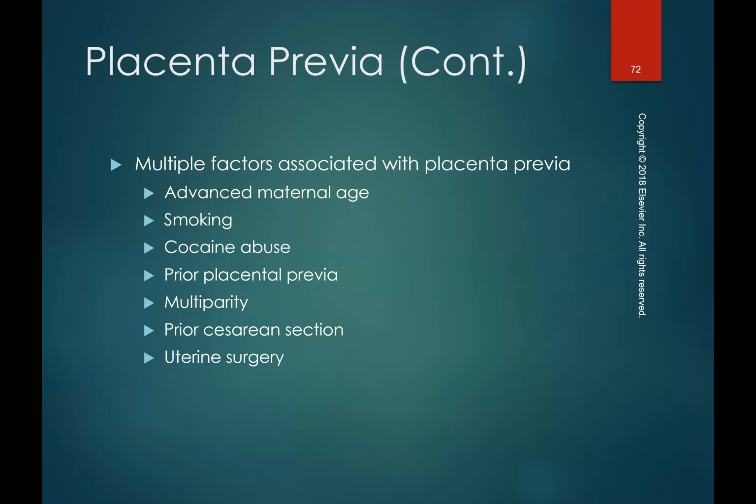Multiple factors are associated with placenta previa. If you're older than 35, which is advanced maternal age, you have a higher risk of having a placenta previa. Smoking, cocaine abuse, and prior placenta previas also increase risk. If you already had one, you have a higher chance. Having multiple babies, prior C-section, or uterine surgery are also factors.